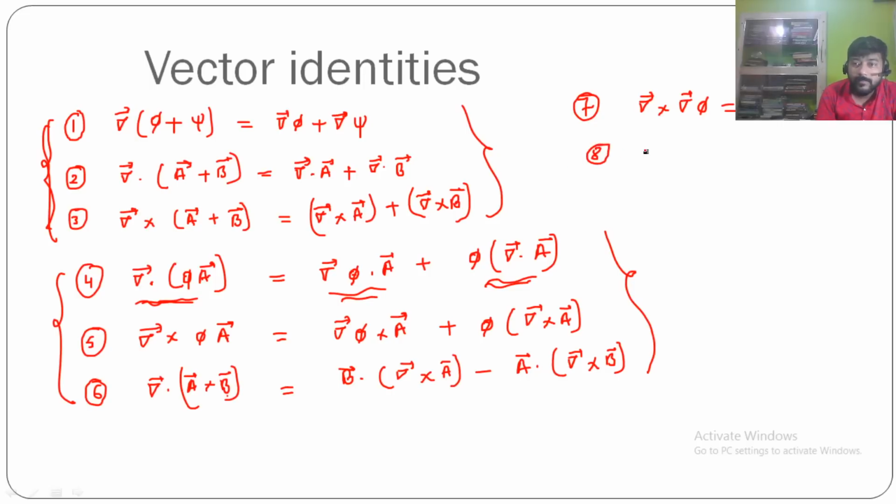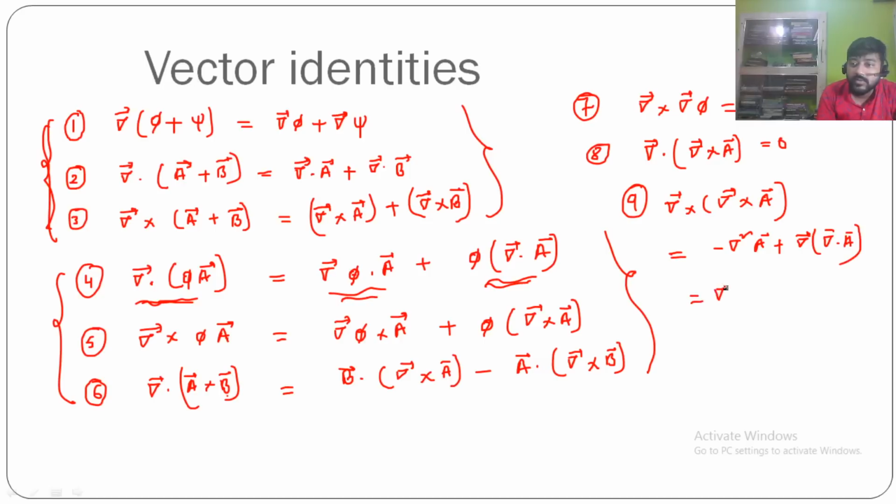Similarly, if you take the divergence of the curl of any vector function, that is divergence of curl A, it will also always be 0. And there is one vector identity you need to know, which will be used again and again in electromagnetic theory: curl of curl A equals minus del square A plus gradient of divergence A. You can remember it as gradient of divergence A minus del square A. So these three and these three are the main ones to remember.